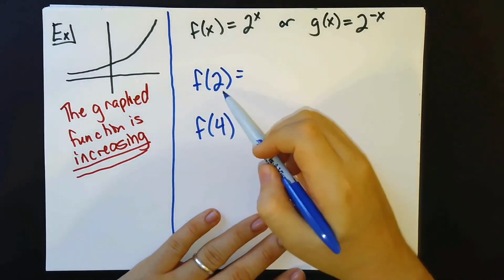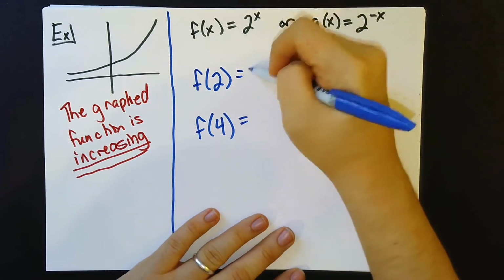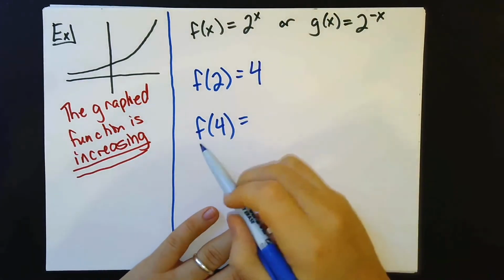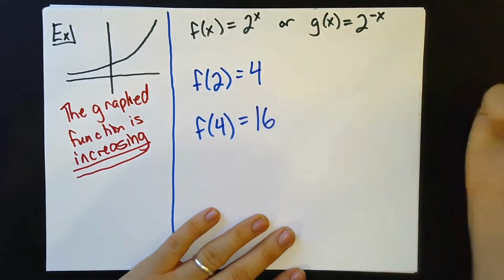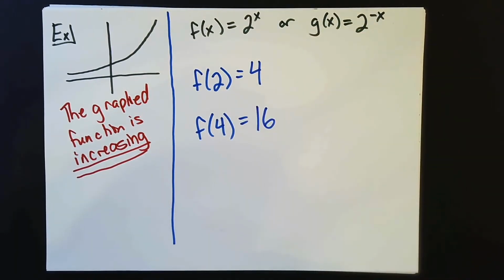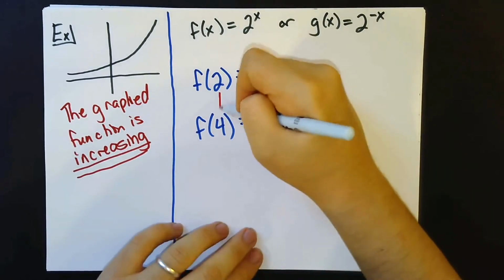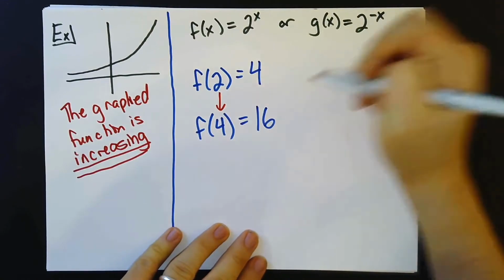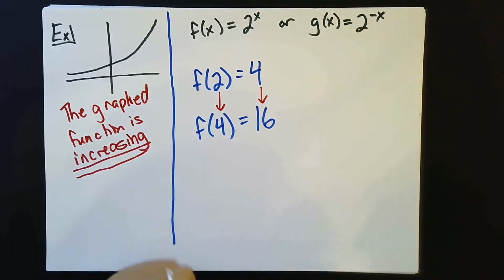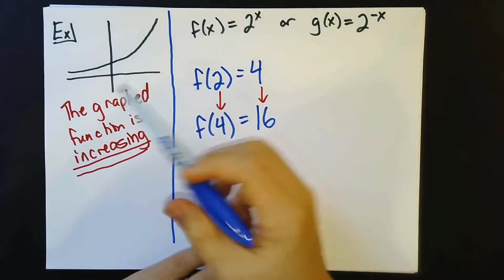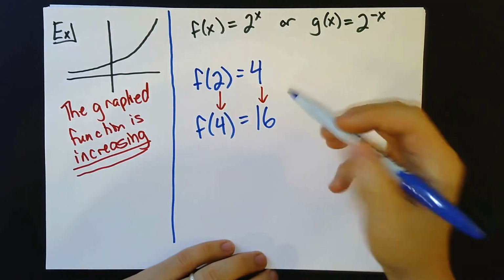So what is f of 2? Well, f of 2 is 2 squared. That's 4. What is f of 4? It's 2 to the 4th. That's 16. And so the thing I'm seeing here is that when I increased the input from 2 to 4, I also increased the output from 4 to 16. This is all consistent with the statement that the graphed function's increasing.